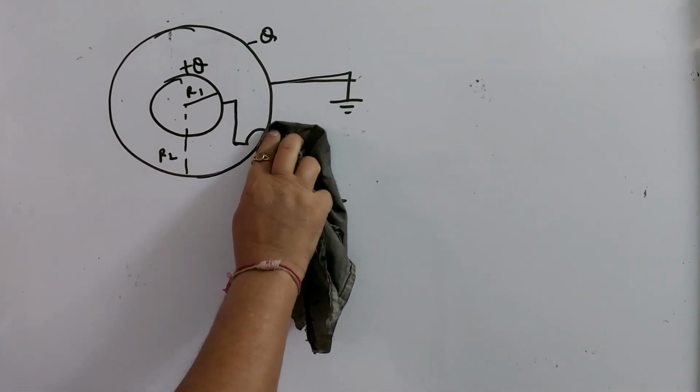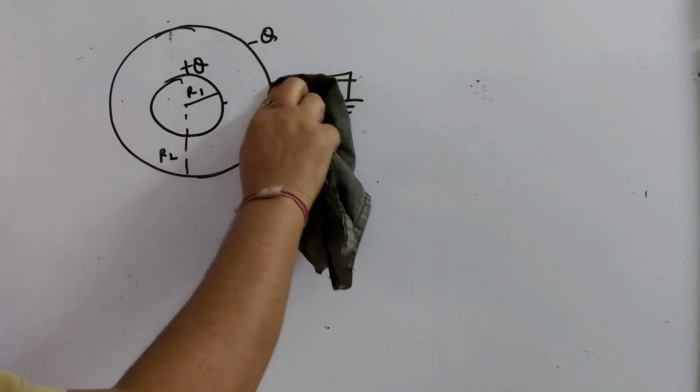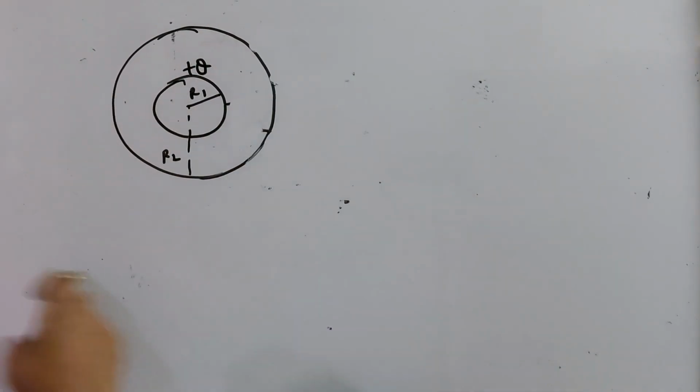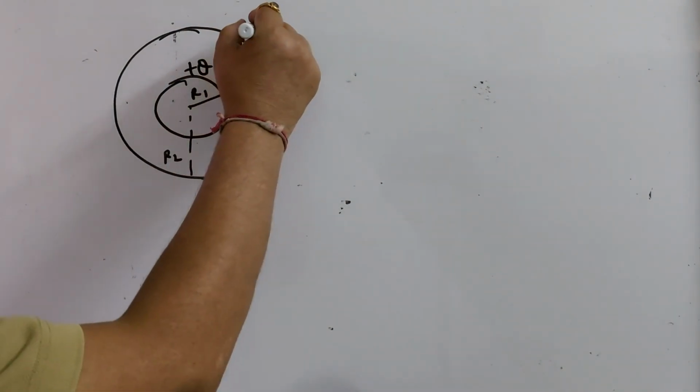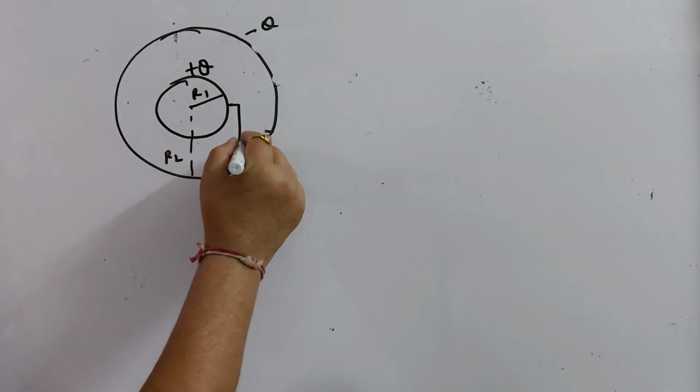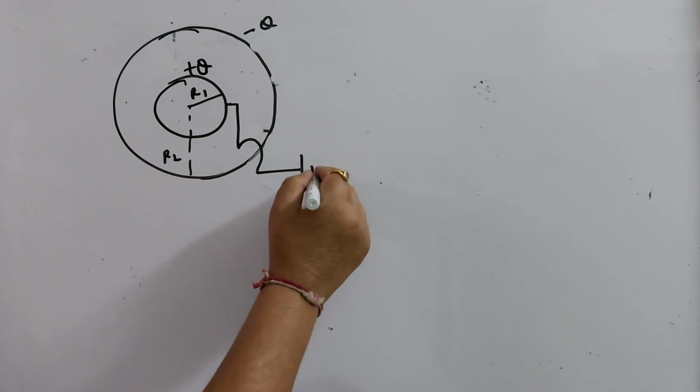Finally we can say the inner surface of this acquires q charge and the outer acquires minus q charge. And if we show it using this battery, we can do it like this.